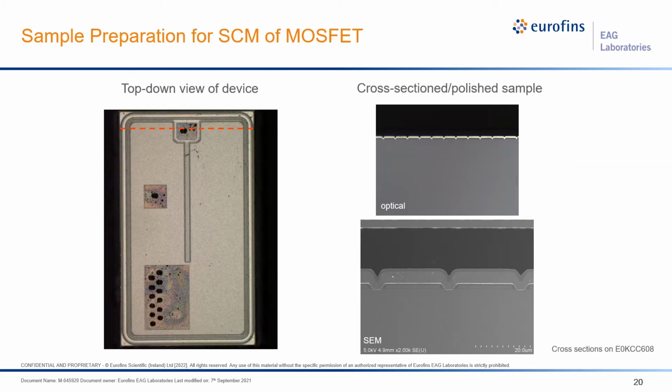As an example of SCM, I have data from the gate area of a commercially available power MOSFET. SCM can be performed top-down or in cross-section. My colleagues at EAG have extensive experience in sample preparation of devices just like these. We've been given fully packaged samples in the past and performed the depackaging, stripping, cross-section, polishing, what have you, all in-house. In this case, we have a top-down optical view of the MOSFET with a dotted red line showing the plane where that was cross-sectioned. On the right are optical and SEM views of the target area.